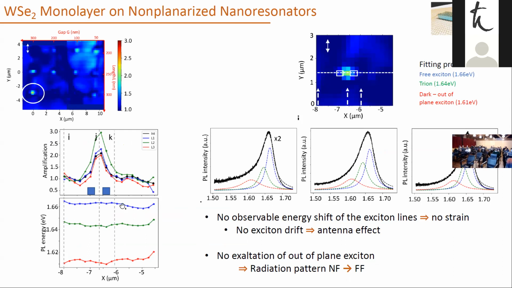And we see also that there is no change. All the 3 peaks are changing amplification in the same way over the antenna, so there is no exaltation of the out-of-plane exciton. And that tells us that the phenomenon we observed previously for this dark exciton is probably linked to the radiation pattern of the antenna from near field to far field.